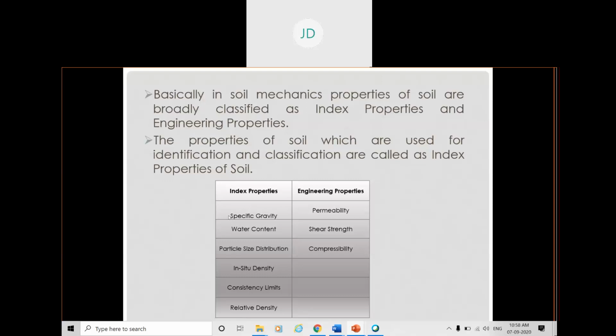We already discussed specific gravity, water content, and density. Only some new things are coming here: particle size distribution, consistency limit, and relative density. We'll discuss in detail what each of these is in the next class. Simultaneously, you will also get to know about permeability, shear strength, and compressibility in coming classes. I don't want to give so much information in one class, so the next class will continue from this. Is it okay for you?